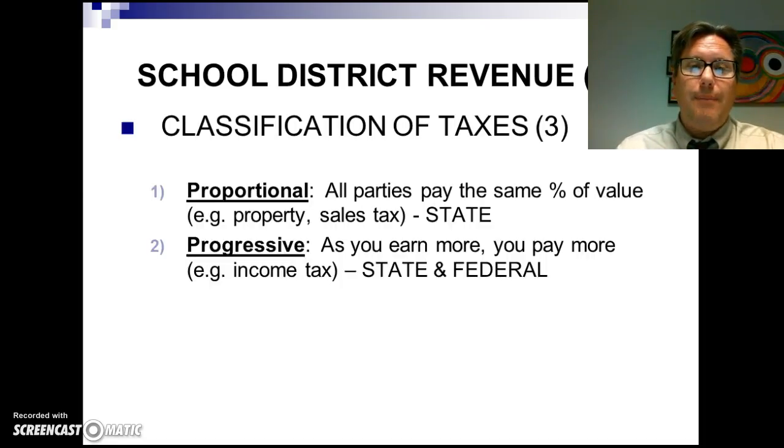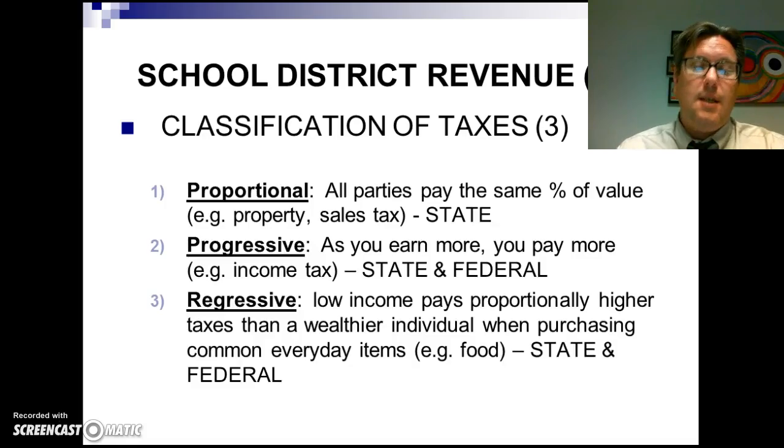So there's a classification of taxes. If you look at the different taxes that are charged that generate income for schools, you've got proportional. That's where all parties pay the same percent or value, a property or a sales tax. You've got the progressive, which means as you earn more, you pay more. That's at the state and the federal level. Regressive, where low income pays proportionally higher taxes than the wealthy individual.